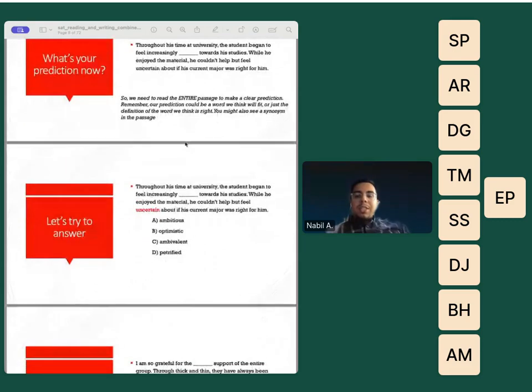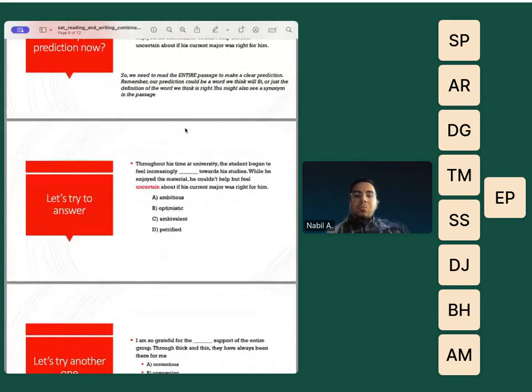So that leads us to the question now. Throughout his time at university, the student began to feel increasingly unsure. So that's our prediction. Awesome. While he enjoyed the material, he couldn't help but feel uncertain about if his current major was right for him. Okay, awesome. So we have our prediction word.